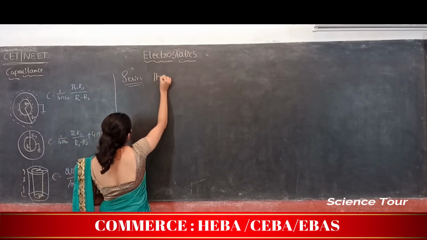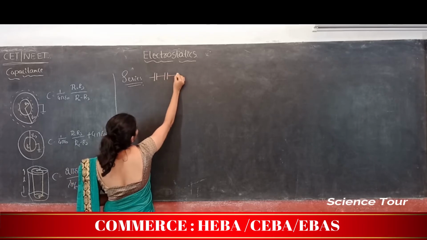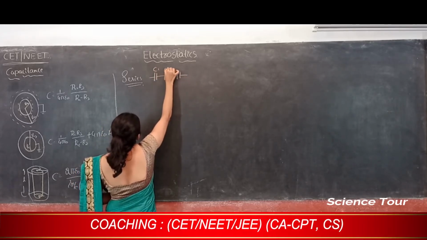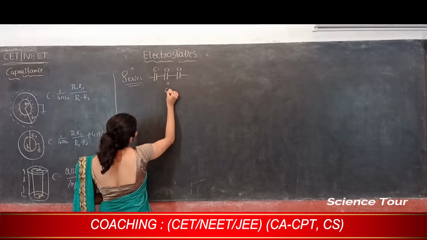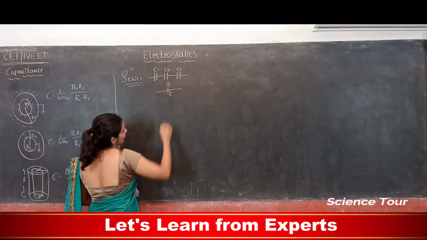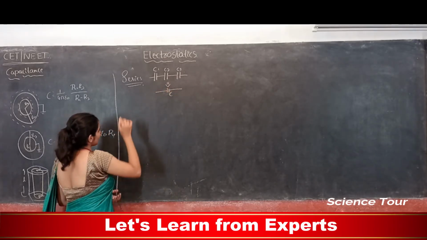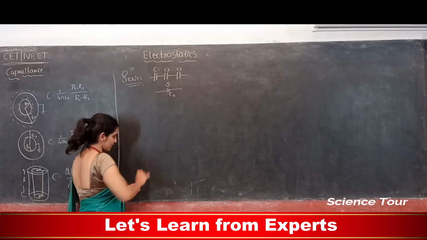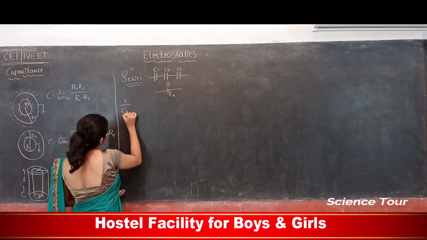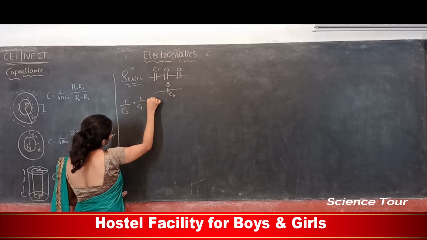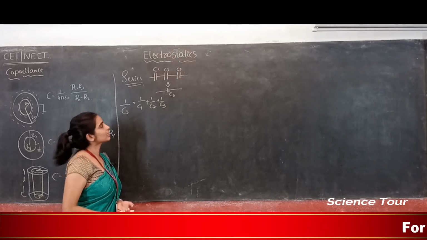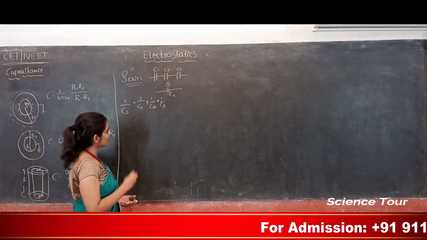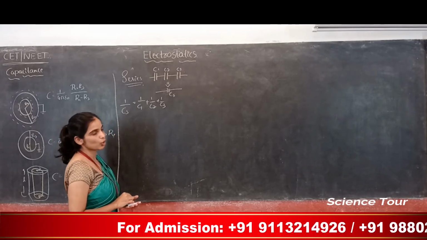Let me consider parallel plate. This is the representation of a capacitor, right? So C1, C2, C3 in series can be replaced by one capacitor of capacitance, let me call it CS. So 1 by CS is equal to 1 by C1 plus 1 by C2 plus 1 by C3. If there are three capacitors, the effective series combination will be that.